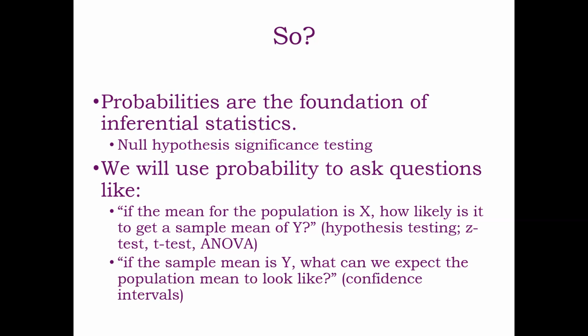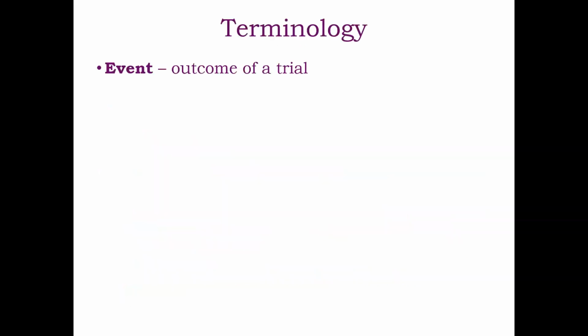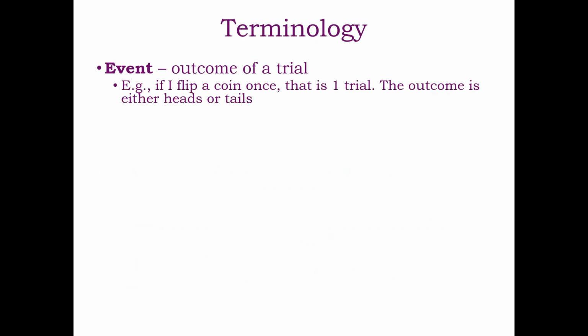Okay, so more terminology. An event just refers to the outcome of a trial. For example, if we flip a coin, that is one trial. The outcome is either heads or tails, that would be the event, right? If I roll a die, there are 6 possible outcomes, 1, 2, 3, 4, 5, 6. If I get a 6, that is an outcome, an event, right?